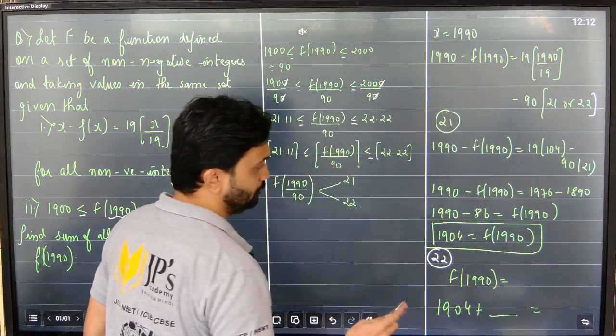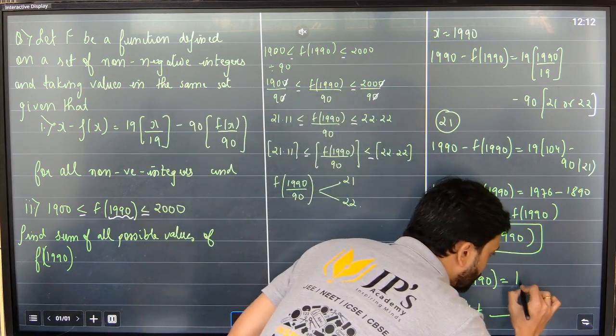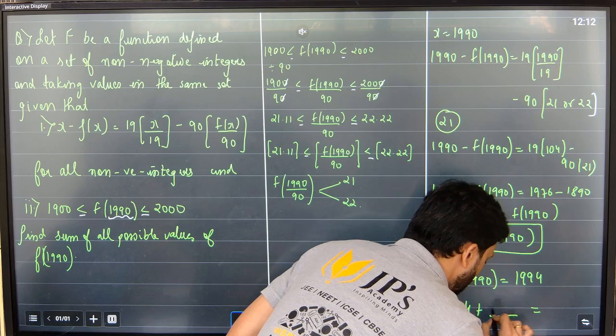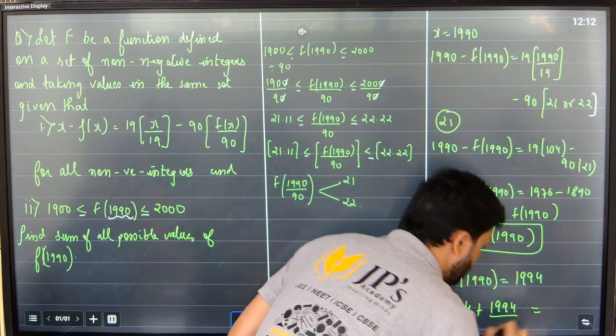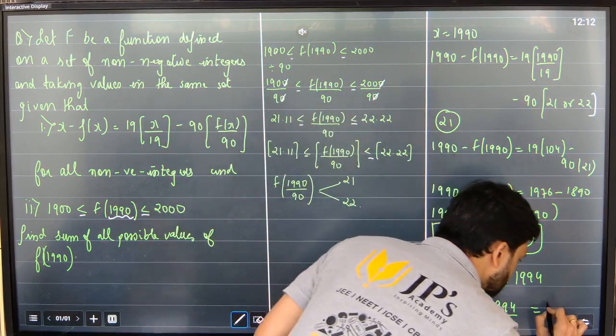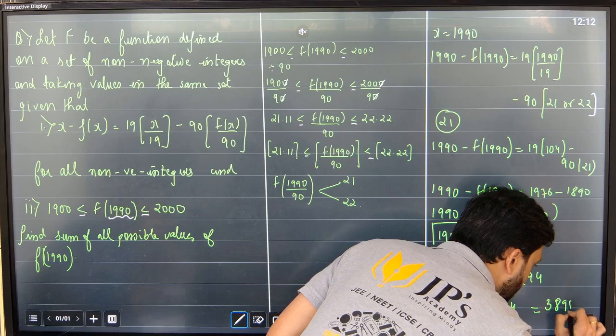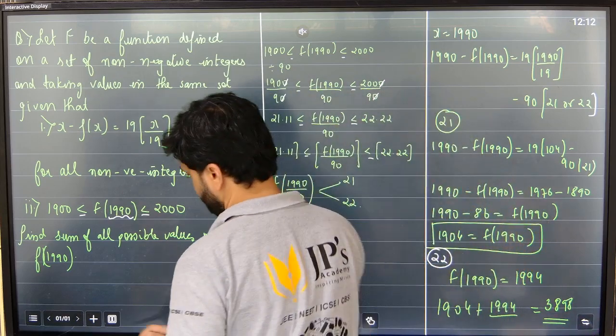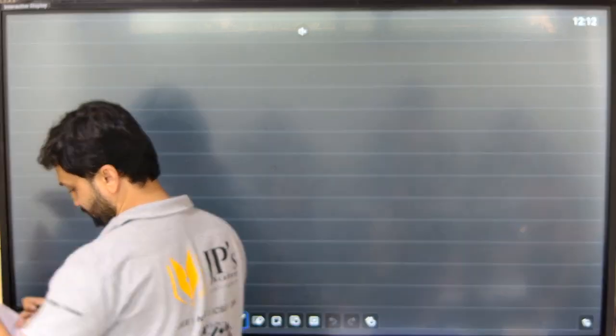So when you take 22, the value is 1994. And if I add both, what is the answer that I get? 3898. That is the answer. Okay, that is the answer.